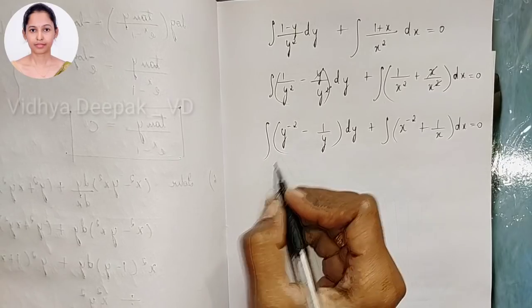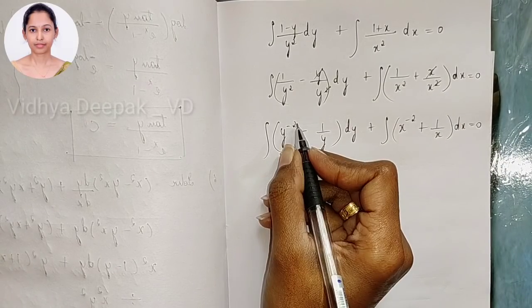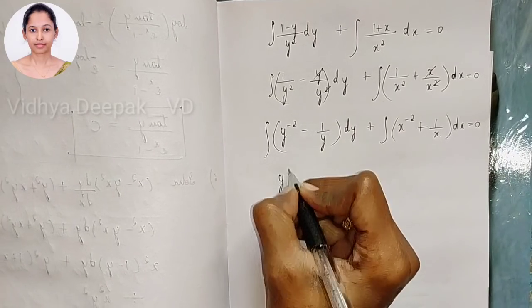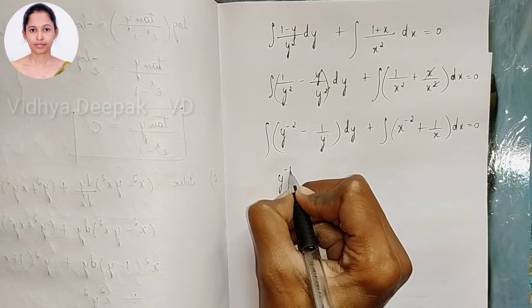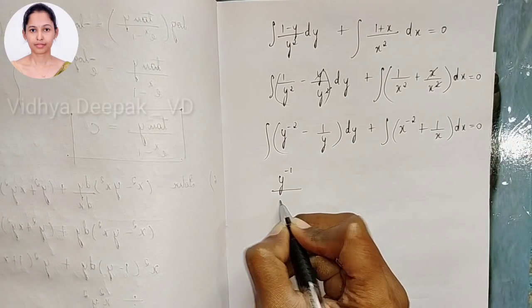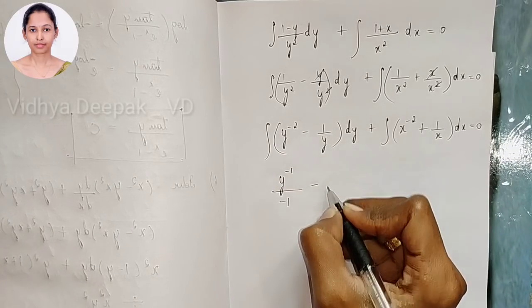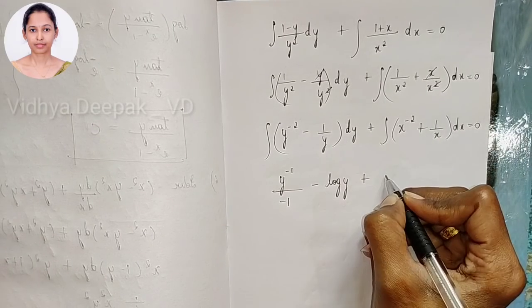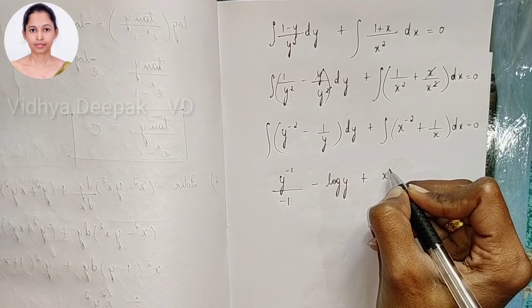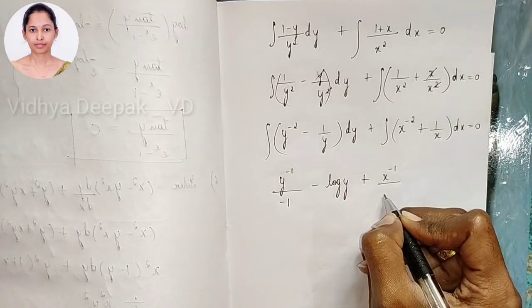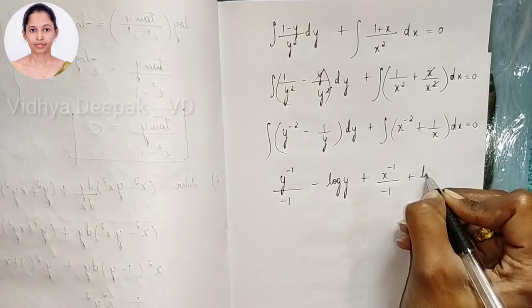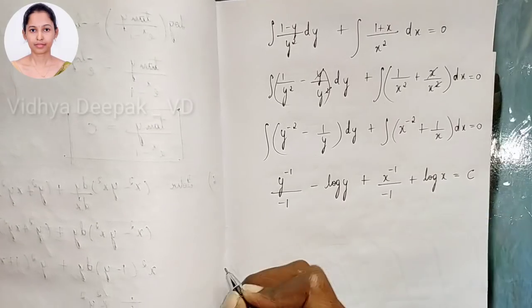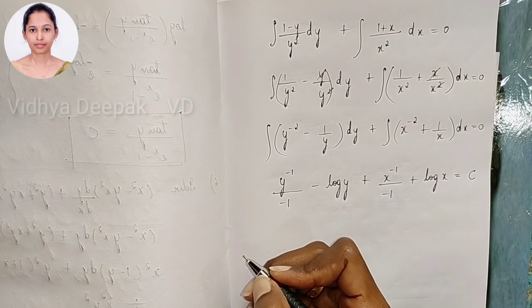Here, integrating now, this is in the form of x to the power of n. What is the formula? x to the power n plus 1 by n plus 1. So this is y to the power of minus 2 plus 1. Minus 2 plus 1 is minus 1, divided by minus 2 plus 1, that is also minus 1. Minus 1 by y is log y, plus, here x to the power of minus 2 is x to the power of minus 2 plus 1. That is minus 1, divided by minus 2 plus 1 is also minus 1, plus log x is equal to c.